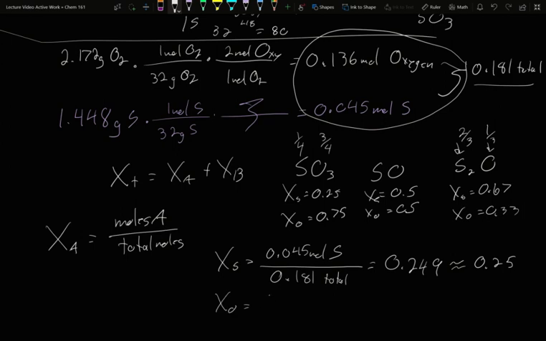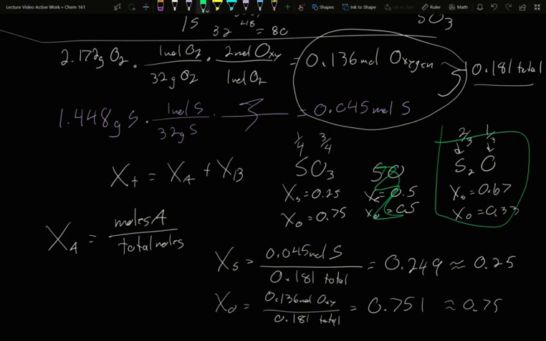If we did that for oxygen, 0.136 moles of oxygen over 0.181 total. We'll find that is 0.751, basically 0.75. What we find is that the only one of the formulas, which was really either S2O or SO3, the only one that the number of moles fits with is SO3.